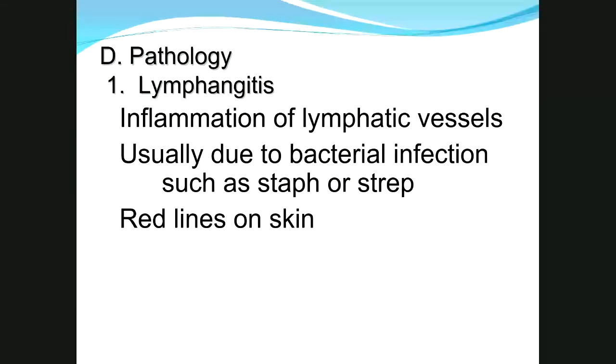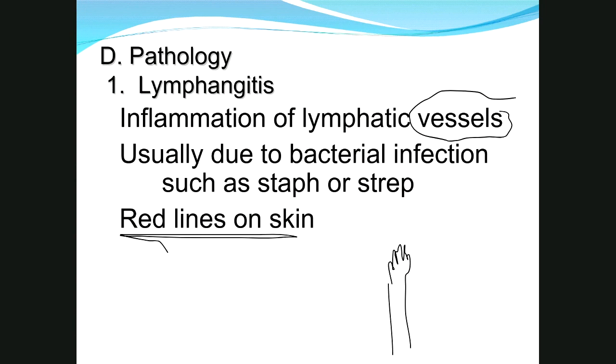Well, you can get an infection or inflammation of these vessels. And when you do, what you see are red lines on the skin. So if you look at someone's arm, you see red streaks running down their arm. Those streaks are these lymphatics that are affected, and it looks like that.